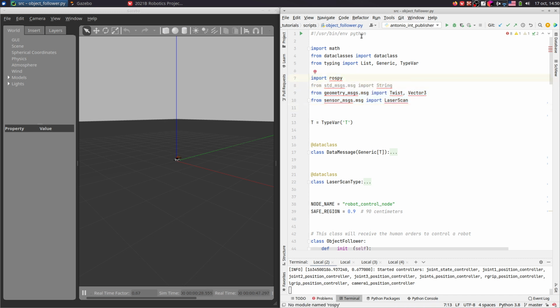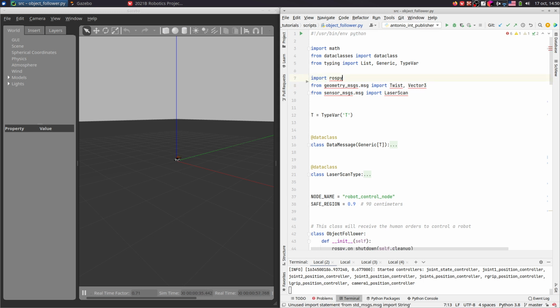Well, I almost forgot at the beginning. We say that the interpreter should be Python. So let's return to what I was talking about. We import rospy. We import the Twist and the Vector. The Twist is the one that has the linear vector and also the angular vector. We import our LaserScan, that will be used for our sensor. That is the LiDAR that our robot provides us.